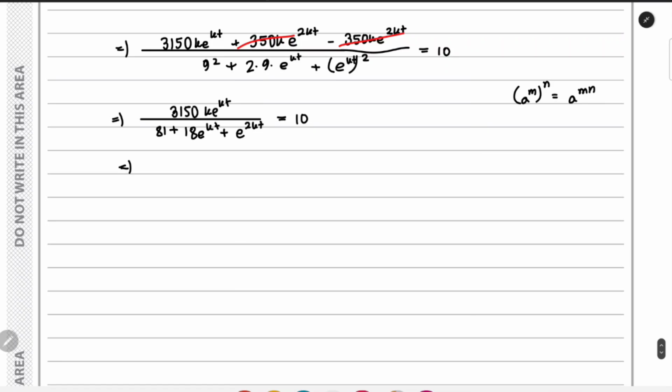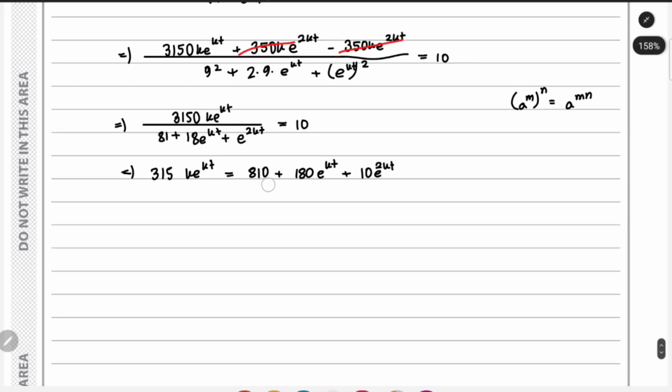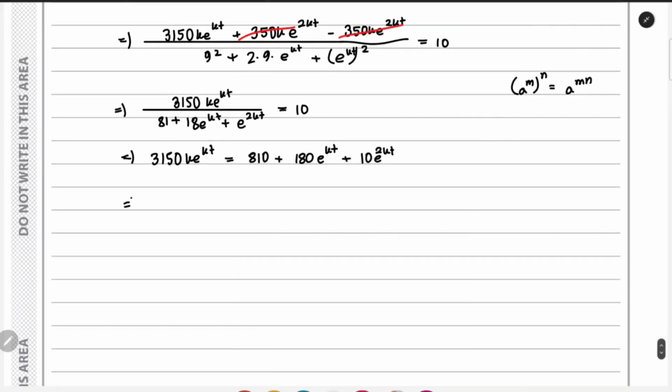We can cross multiply now. We have 3150k e to the power kt equals 810 plus 180 e to the power kt plus 10 e to the power 2kt. We could divide both sides by 10, so we'll be left with 315k e to the power kt equals 81 plus 18 e to the power kt plus e to the power kt squared.